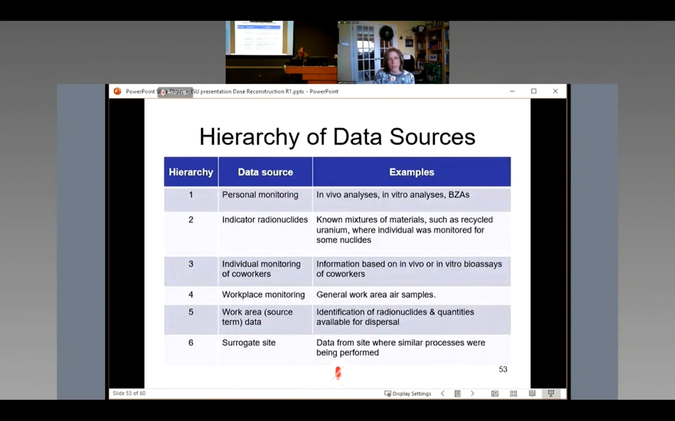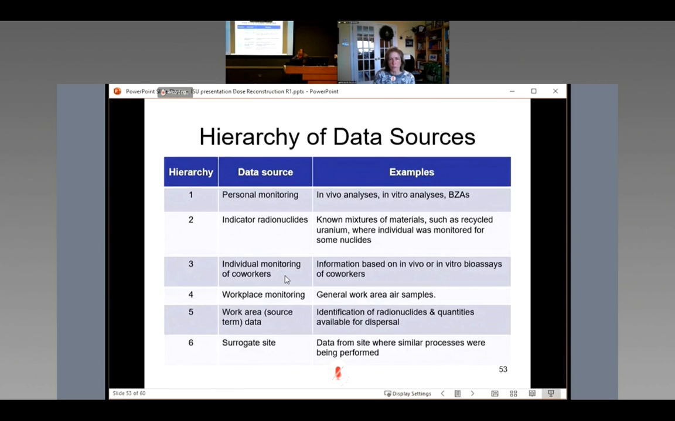So the hierarchy of data sources, this is codified in the rule. Personal monitoring takes precedence over any other data. So that could be in vivo or in vitro analyses or personal air sampling in the form of BZAs. Indicator radionuclides are used. I talked about known mixtures. So if you have recycled uranium, you have a measurement of the uranium, and then you could have some known ratios to the uranium of the contaminants in it.